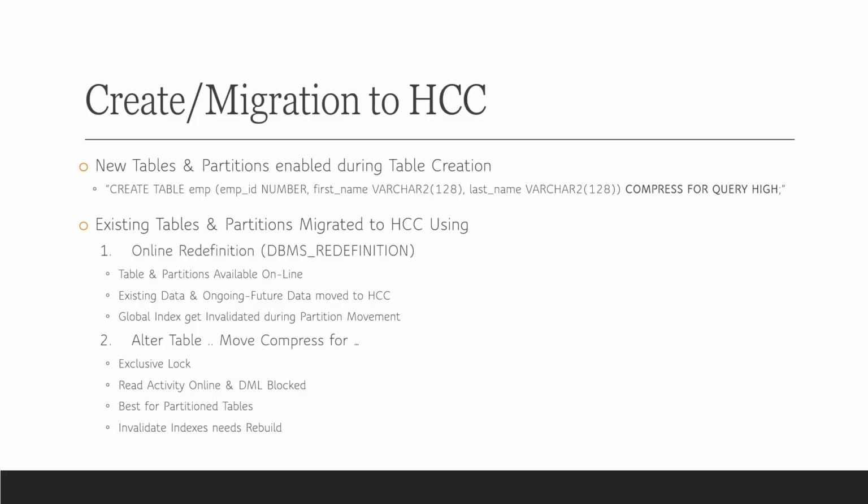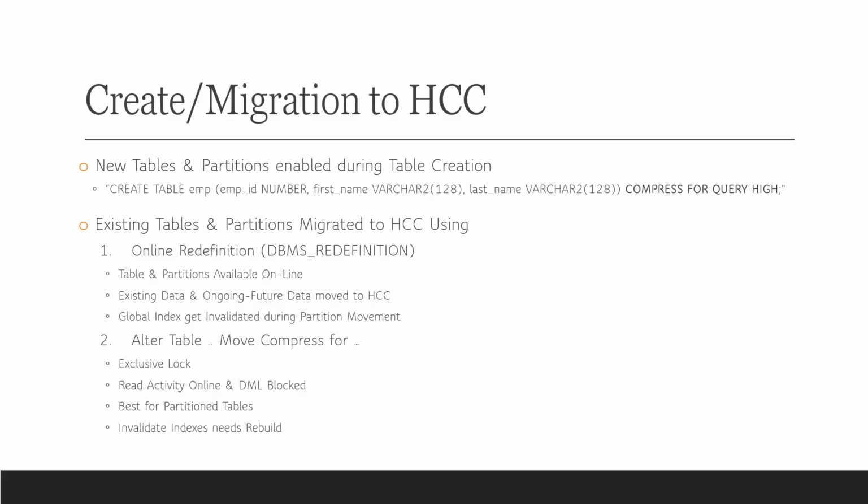But the one problem with that is, in case you have a global index on a partitioned table, then that will be marked as invalid, which you need to rebuild after the activity. The second option we have is an alter table move. During this particular operation, an exclusive lock will be placed on the table. So you can continue to do the read operations, but the DML operations will be blocked. So this is best suited for partitioned tables where you have a very limited amount of operations for those particular partitions. And then it also invalidates the indexes. So obviously you need to rebuild those indexes after the operations.